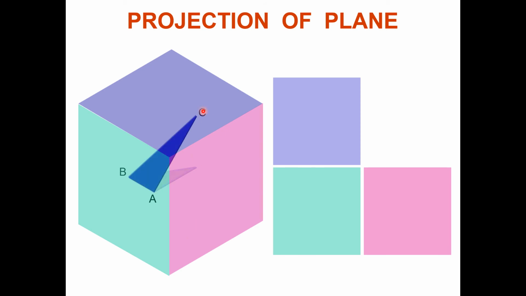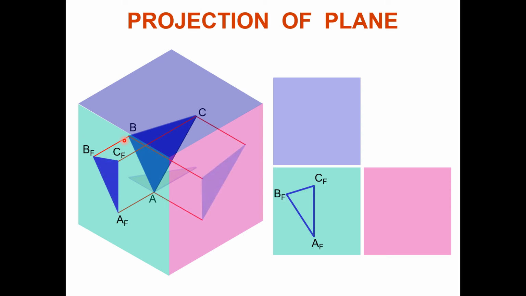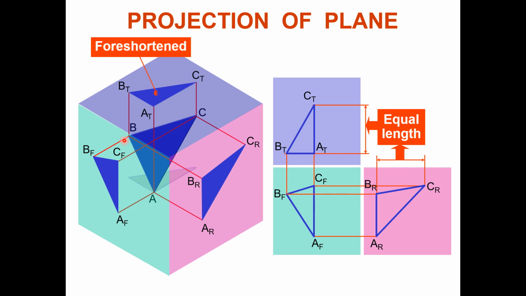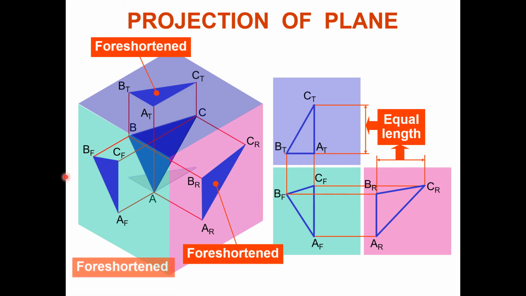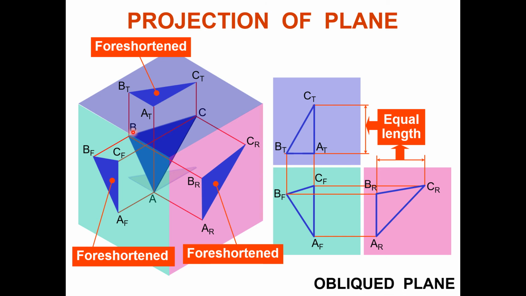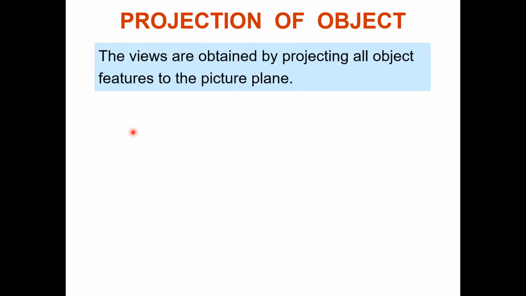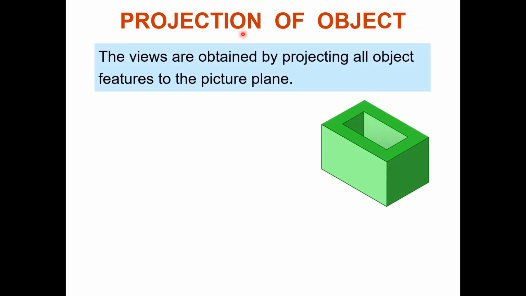Now first tilted in the C, also B is also lifted one. From the right side, all three views will be foreshortened. Oblique plane. Projection of an object. The views are obtained by projecting all object features to the picture plane.